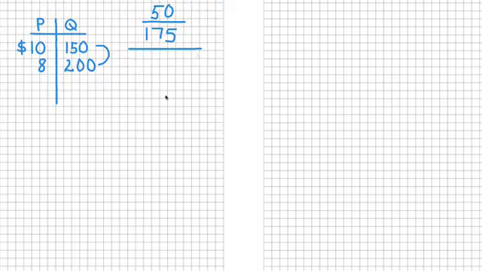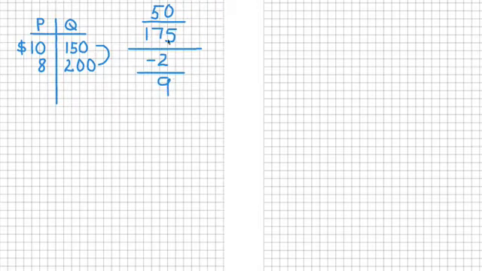And then in the denominator is price. Well, the change in price is a -2 because the price fell, over the sum of these prices, which is 18 divided by 2. In other words, the average. So 10 and 8, that's 18 divided by 2, that's 9.